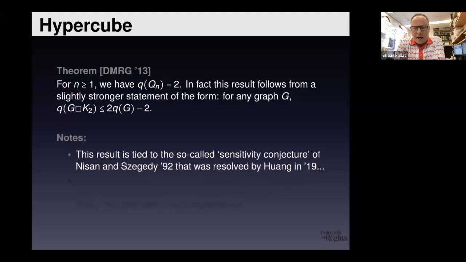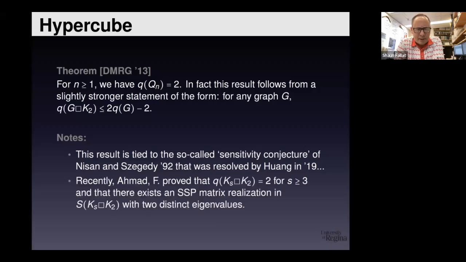I know my colleague Shala spoke in this seminar or another seminar. She's mentioned a few times how this result, Q is 2, is tied to the so-called sensitivity conjecture. She knows more about that than I do, but there is this connection that we probably should have been more aware of in 2013, but that's okay. There is a relationship there.